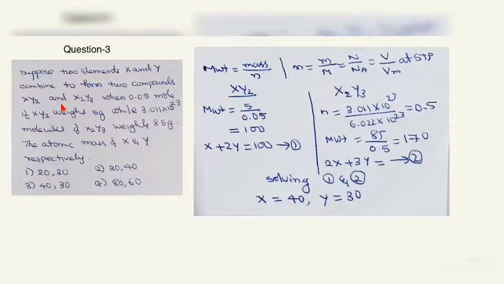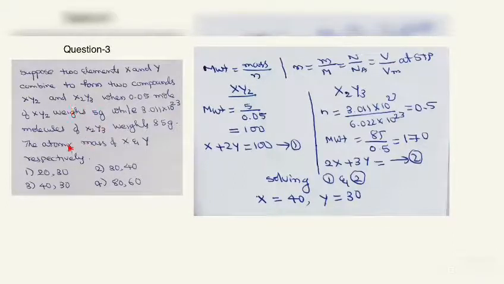Suppose two elements X and Y combine to form two compounds XY2 and X2Y3. When 0.05 mole of XY2 weighs 5 grams, while 3.011 into 10 power 23 molecules of X2Y3 weighs 85 grams. Find the atomic masses of X and Y respectively.